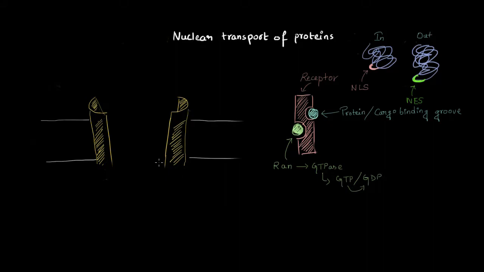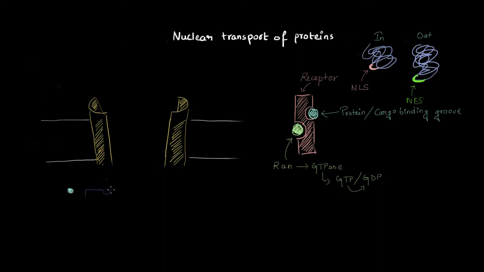Okay, so now let's look into how a protein which is inside the nucleus can transport to the outside of the nucleus into the cytosol. So let's say we have this protein which needs to get transported outside the nucleus. And similarly, like the import receptor, we have an export receptor. So here we have an export receptor.